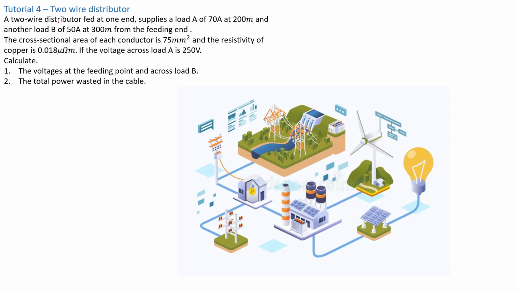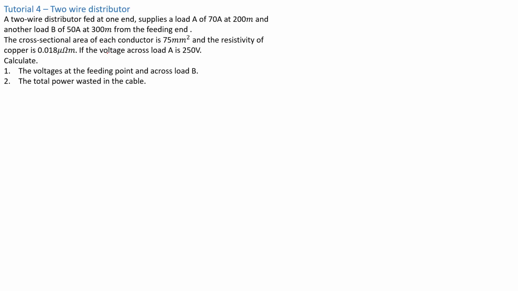This is tutorial 4 on electrical power distribution. Now, as an electrical engineer or an electrician, you understand very well that an efficient power distribution is so important, because you need an efficient distribution system that will withstand all your consumer demand. So in this tutorial, we're going to see how a two-wire distributor is used to distribute power from one end to another. So the problem statement goes as follows.